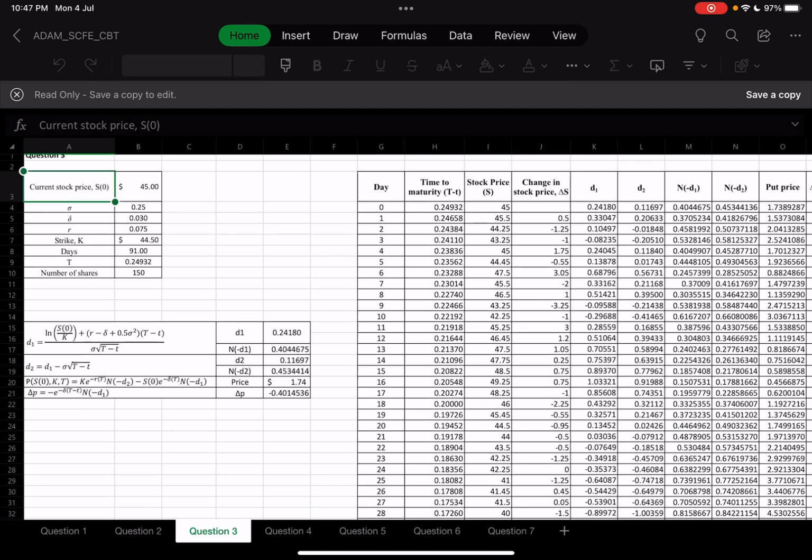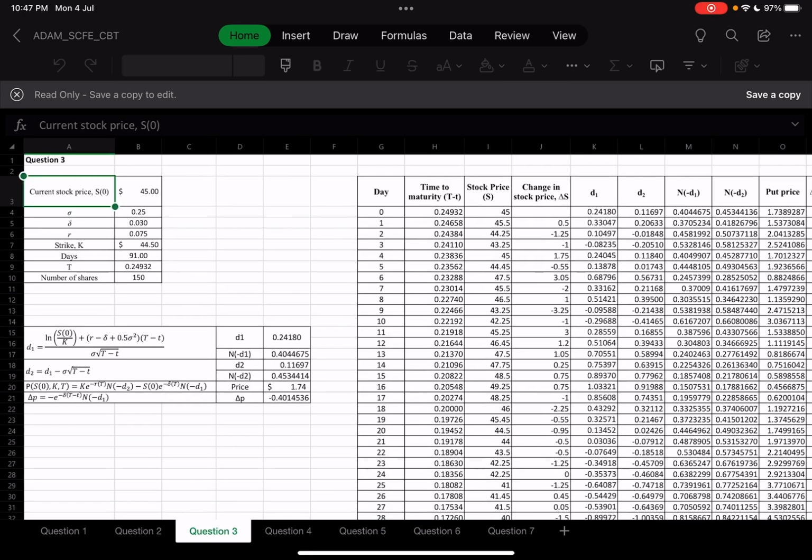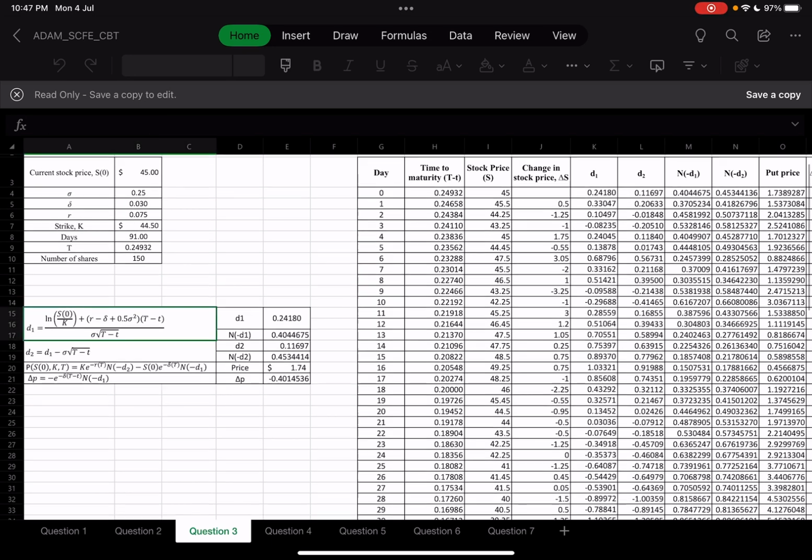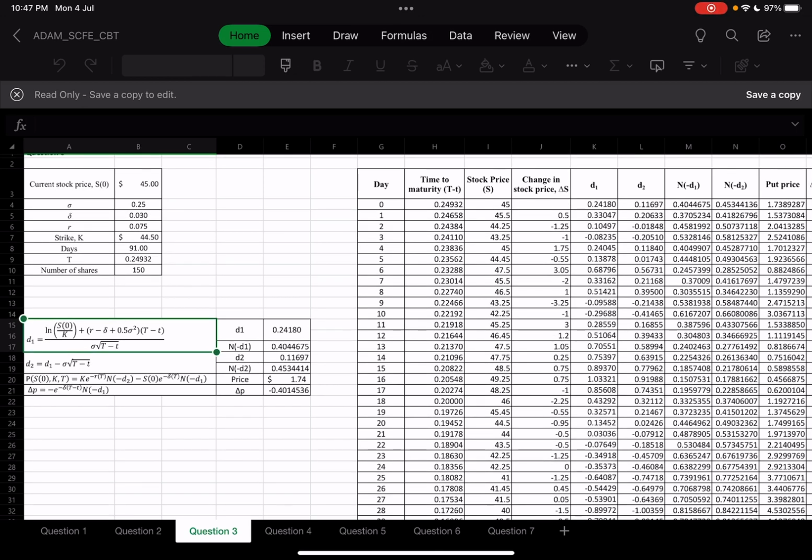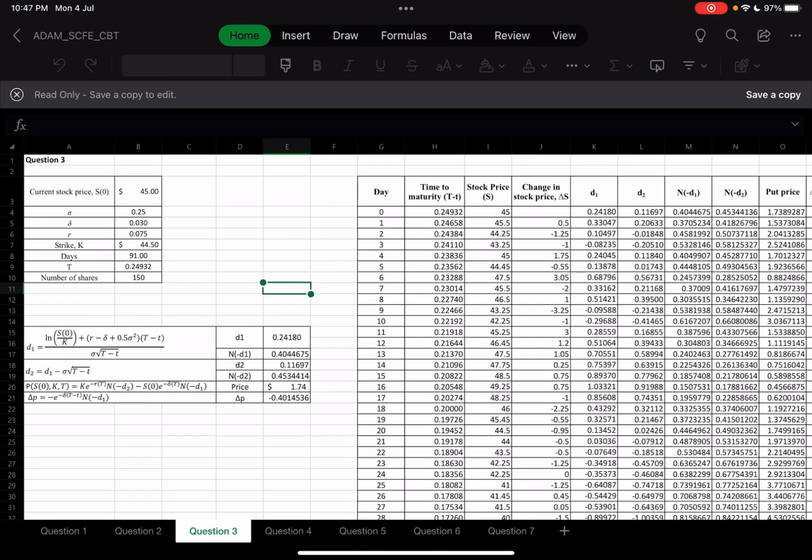As seen in the table on the top left, we can see the information given from the question. And on the table at the bottom, we can see a few formulas used in computing some of the values. As seen here, time to maturity is given in the question for the first value. And for the second value, it's the previous value minus the day over 365.